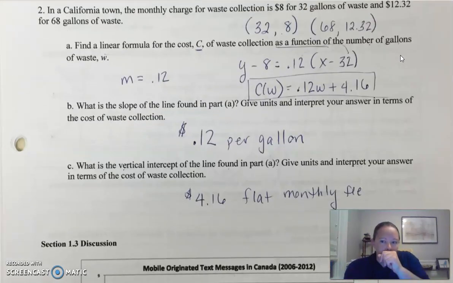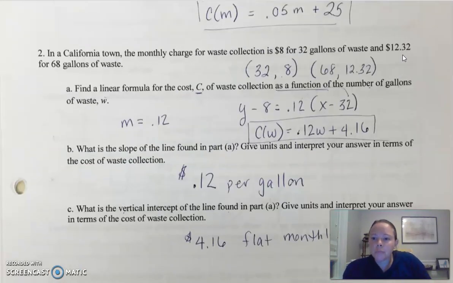In problem 2, in a California town, the monthly charge for waste collection is $8 for 32 gallons of waste and $12.32 for 68 gallons of waste. Now that to me just screams 2 ordered pairs. But before you go to write down your ordered pairs, I would highly suggest reading through the problem. It says, find a linear function for the cost of waste as a function of the number of gallons. As a function of the number of gallons means that's what needs to be your independent variable.